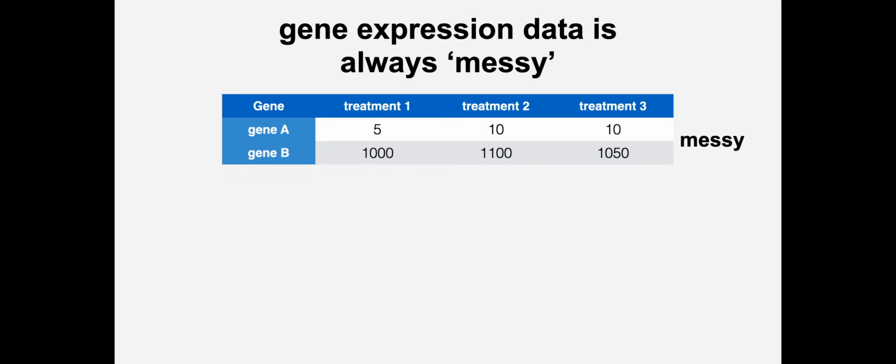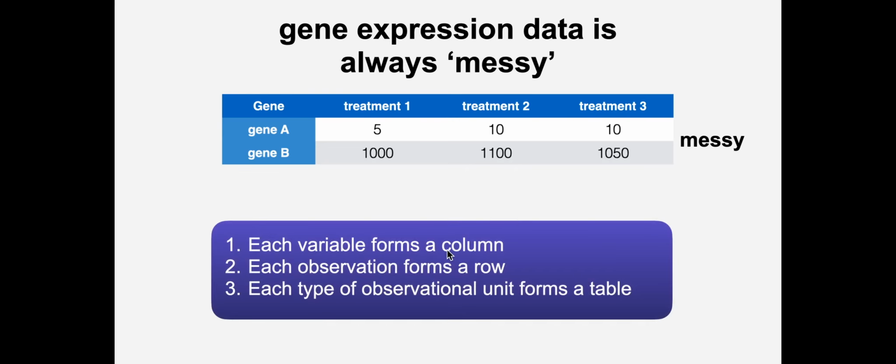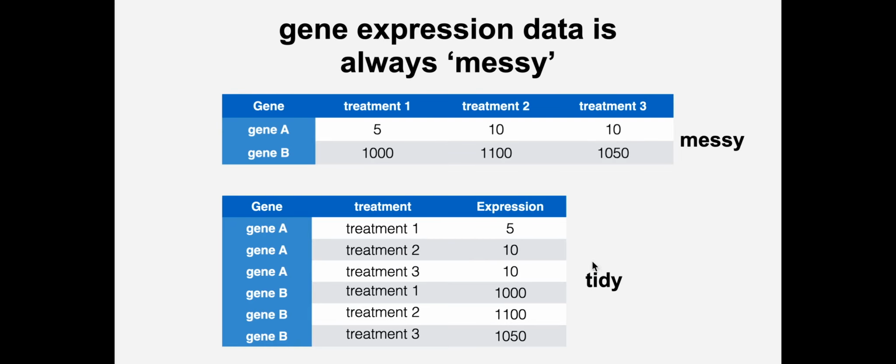So let's take a look at gene expression data, right? So I would argue gene expression data is always messy because we're always dealing with genes as rows, and treatments, conditions, samples as columns. And so that would be the definition of messy data. Why? Because we have to remember every variable has to form a column, every observation has to form a row. To make this data tidy, we would need to take our variable, right? Every variable should form a column. Well, one of the variables is treatment, and it doesn't form a single column. It's spread across multiple columns, treatment 1, treatment 2, treatment 3. Each observation should form a row. So the tidy version of this data looks like this.